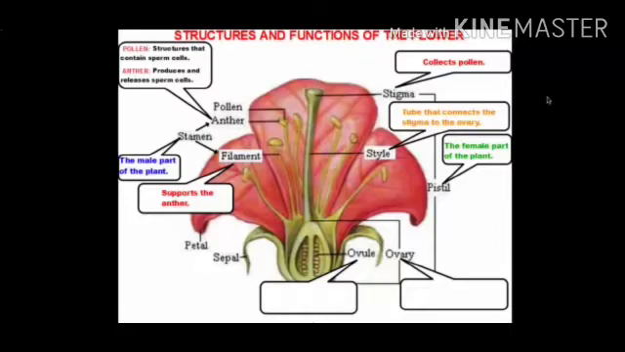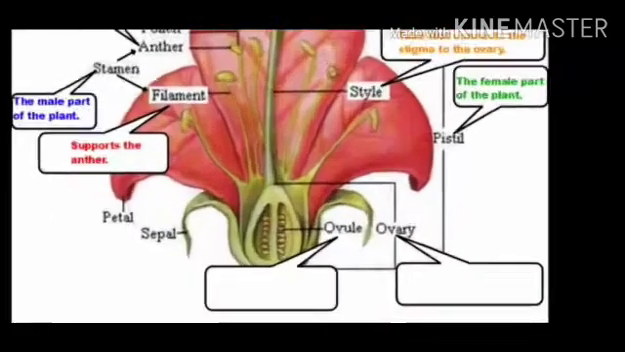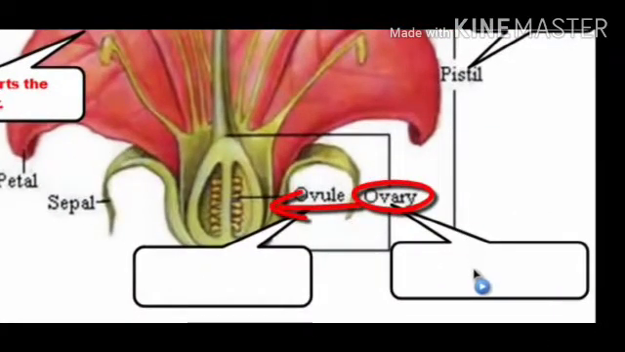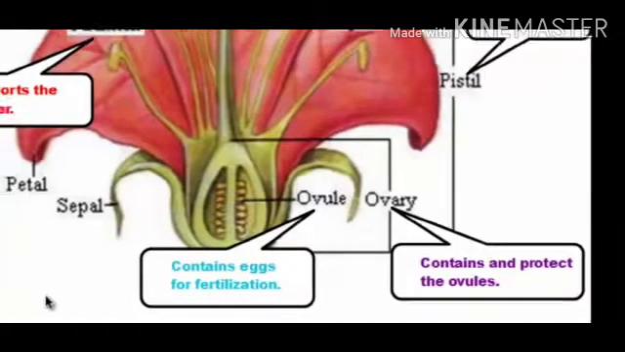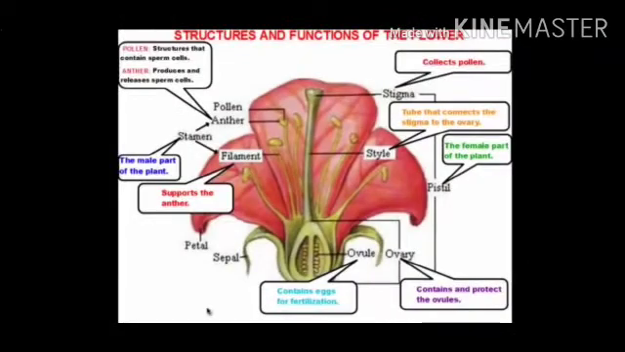When we get down to the bottom of the style, we have this rounded structure called the ovary, and the ovary's main function is to contain and protect the ovules. Now you might be wondering, what's so great about the ovules? Why do they need protection? Well, don't forget, the ovules are the female parts of the flower, so the ovules are going to house the eggs that are needed for fertilization. So those are the different parts of the flower.